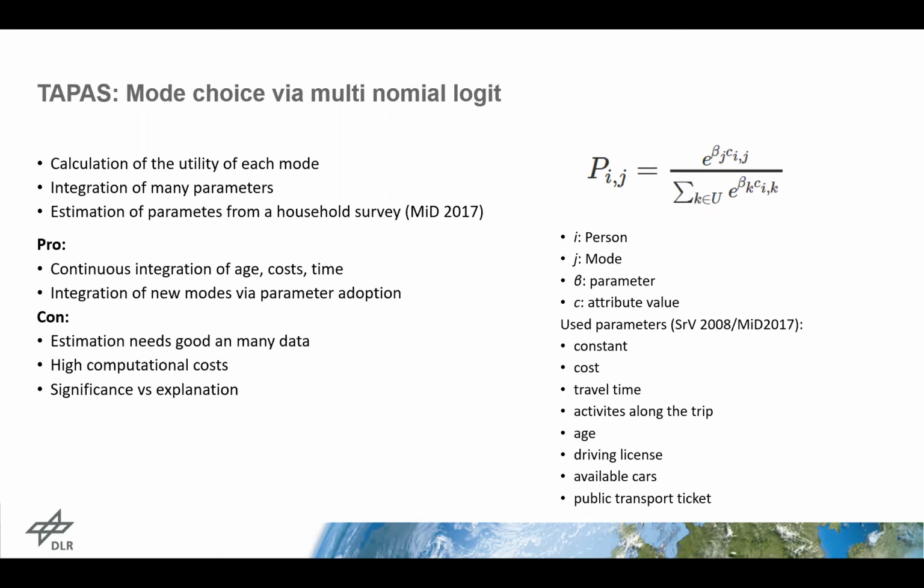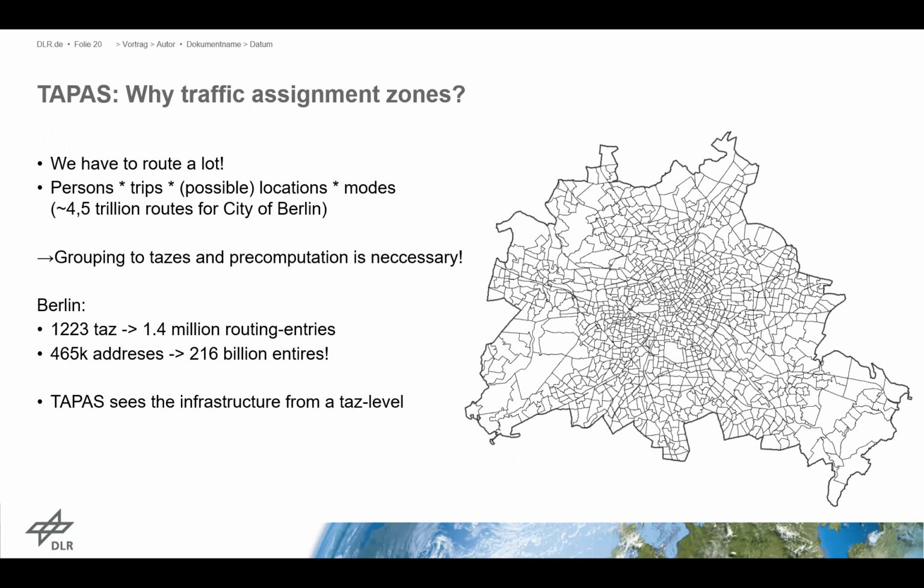Okay, so I told you TAPAS is working on address-based level, and now I will tell you that we are using traffic assignment zones in TAPAS. So why lose this kind of resolution? Here on the right hand, you see the traffic assignment zones of the city of Berlin. The problem is that we have to route a lot. And when I say a lot, I really mean a lot.